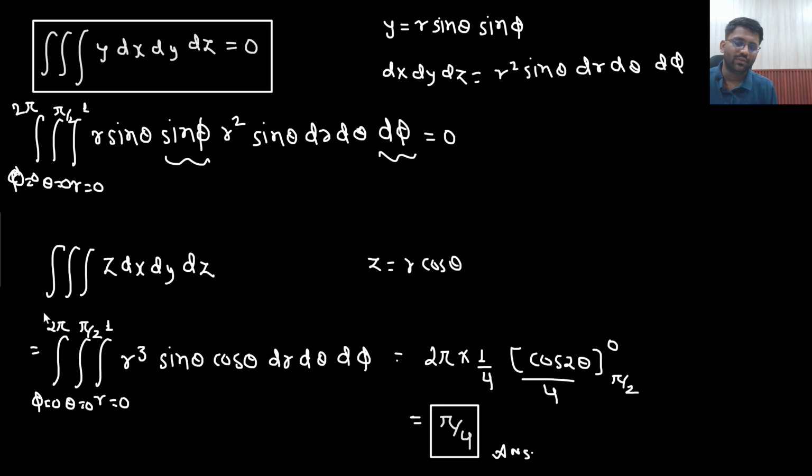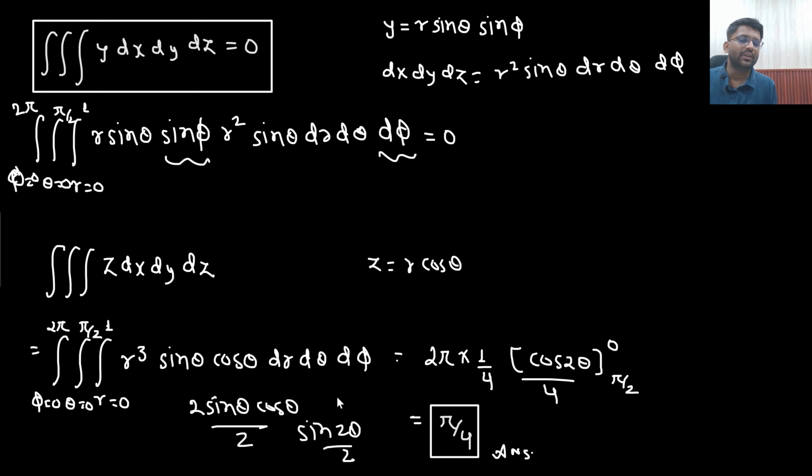Limit of phi going from 0 to 2 pi, so it will be simply 2 pi only, because phi does not have any sinusoid or cosinusoid function. Now this is sin theta cos theta, so I will multiply by 2 and divide by 2. So this will become sin 2 theta divided by 2.